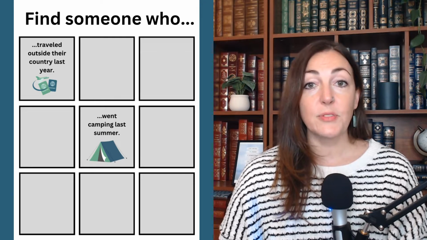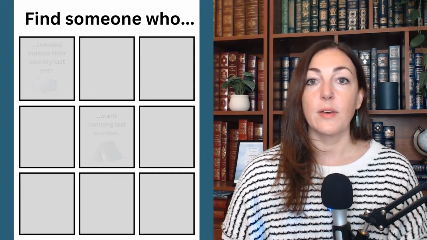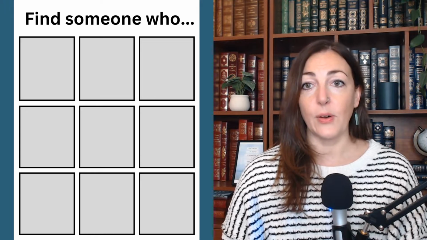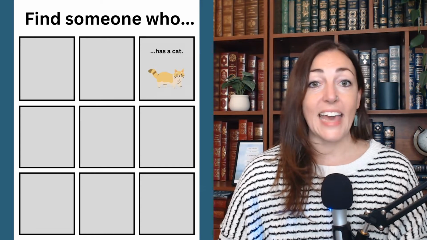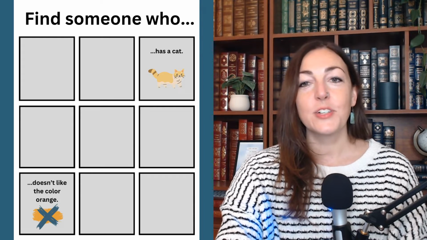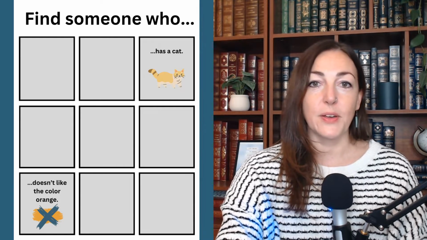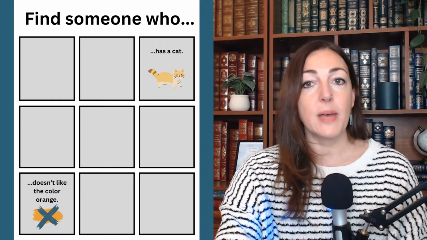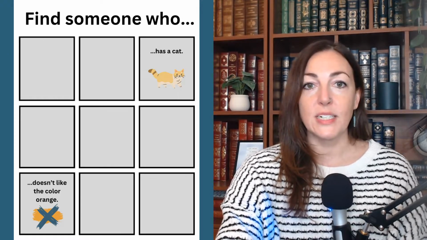You could also simplify it even further by just using present simple statements. So find someone who has a cat, or find someone who doesn't like the color orange. So just by changing the prompts on the bingo card, you can make the activity more manageable even for lower level students, since the grammar won't be as advanced. But either way, the students still get to have that great mingling, interactive, getting to know each other time in that first lesson.